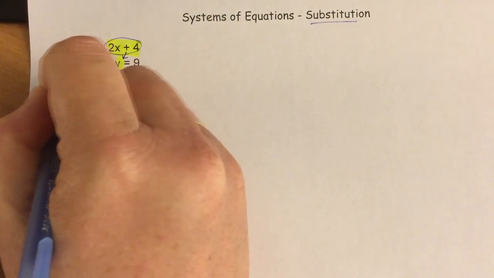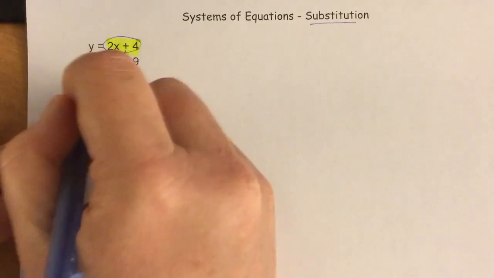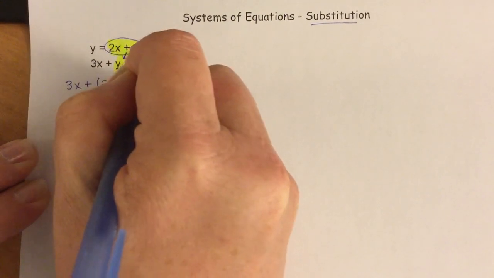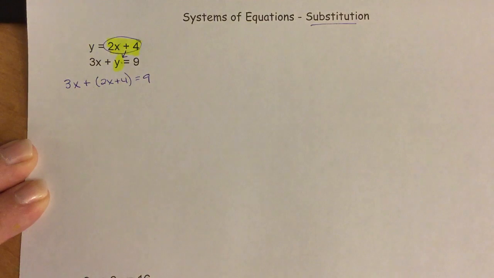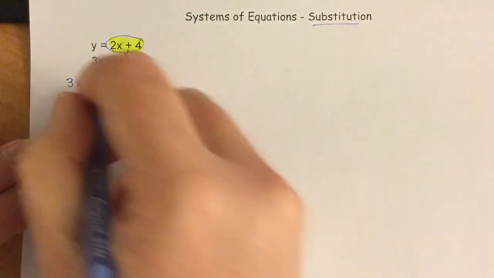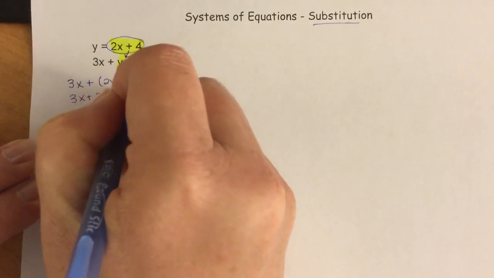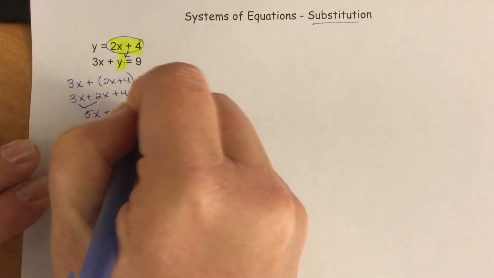So plugging it in, we have 3x plus, now instead of y, I'm going to write what y is equivalent to. So plus, I'm going to plug in 2x plus 4 equals 9. So I've substituted this in for the y. Now I'm just going to simplify. So 3x plus 2x plus 4 equals 9. Combine my like terms, so that's 5x plus 4 equals 9.